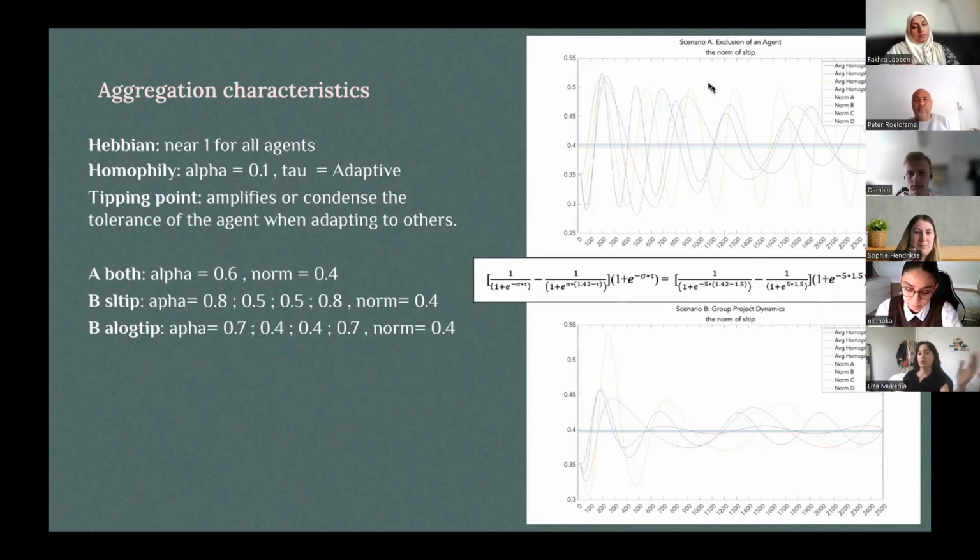As I mentioned before in the functions, to find the norm for the SL tip, you have to find the average of all the connection weights, which we can see right here for scenario A. Same thing for scenario B, they're both at 0.4. And for the logistic tipping function norm, we use the logistic function, which the result is also 0.4, can be seen here. The alpha for scenario A is just kept at 0.6 amplification, but for scenario B, there's variation between agent A, agent B, C, and D, and we're going to see how it affects the outcome.